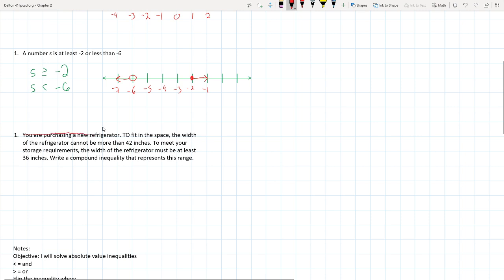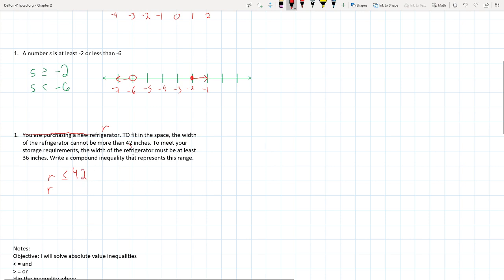So, lots of words in there, and I'm going to pretty much just delete stuff as we're going along. All right, refrigerator, I'm going to turn to the word R. To fit in the space, the width of the refrigerator cannot be more than 42 inches, so I know I'm going to have something there. It cannot be more than 42. That means it could equal 42, but it can't be more than, so it has to be less than or equal to 42 inches.